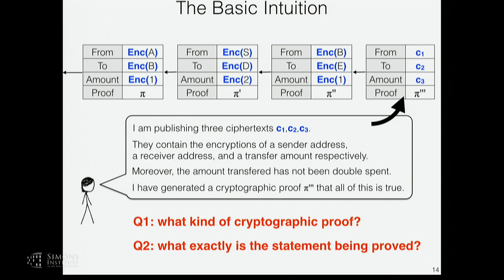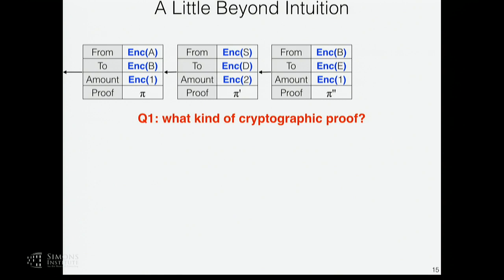So first, in terms of what kind of cryptographic proof? Well, first, it has to be a proof. What does a proof mean? It means that I ought to be able to produce valid-looking proofs for true statements, and I should not be able to produce valid-looking proofs for statements that are not true. So for example, if I have indeed already spent my money, I should not be able to produce a transaction that spends that money again and have the proof be valid.